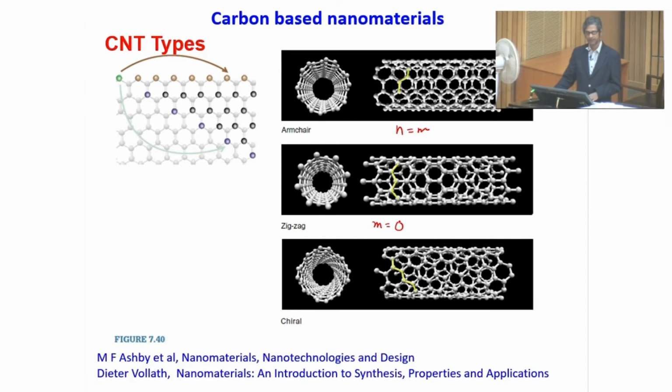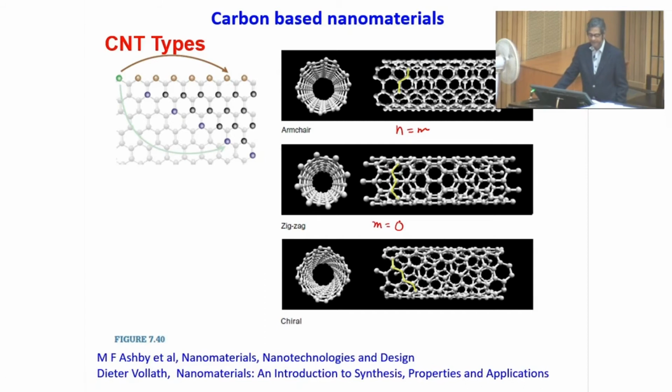Among these three different types of single wall nanotubes, there are metals, those with n minus m equal to 3k, k is an integer. And these ones are actually semiconductors with a small band gap, and the remainders are semiconductors with a band gap that is inversely proportional to CNT diameter.